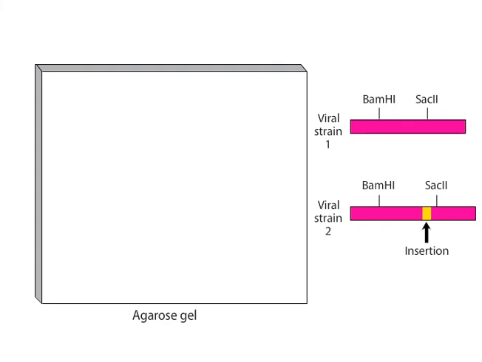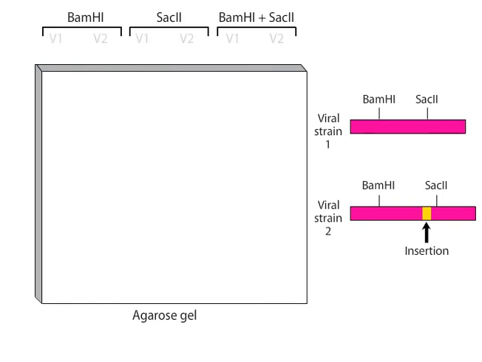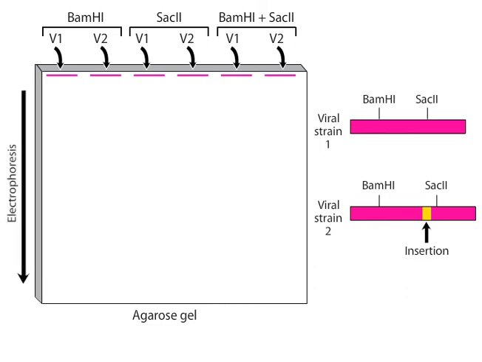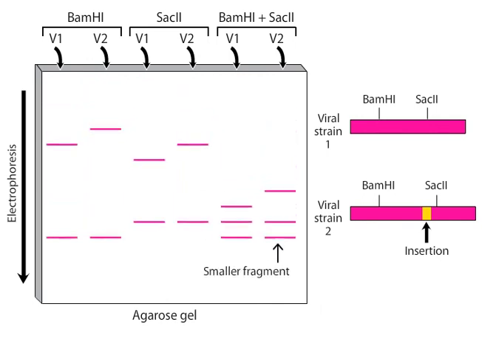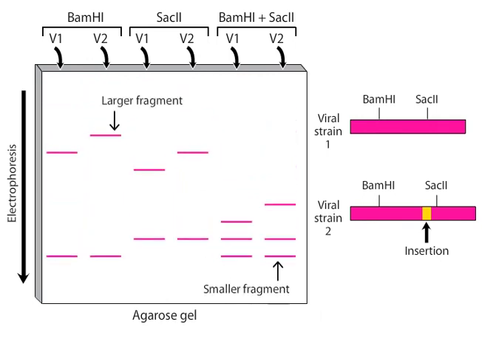In this procedure, the samples would be incubated with one or more of the enzymes in combination, and then loaded at the top of an agarose gel. DNA is negatively charged, so in an electric field, it migrates toward the anode. Smaller fragments migrate faster than larger fragments.